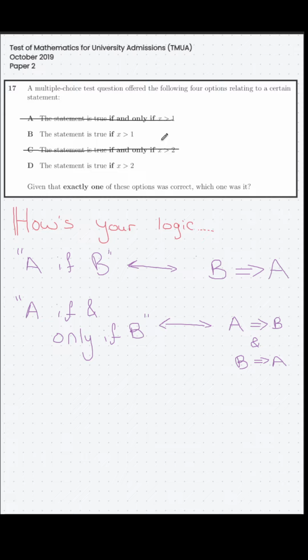The statement is true if x is bigger than 1, and the statement is true if x is bigger than 2. And to decide between these, let's draw a cheeky little number line. This is 1, and this is 2. So this region will be x bigger than 2. And this region, which I'll just draw slightly on top, will be x bigger than 1.